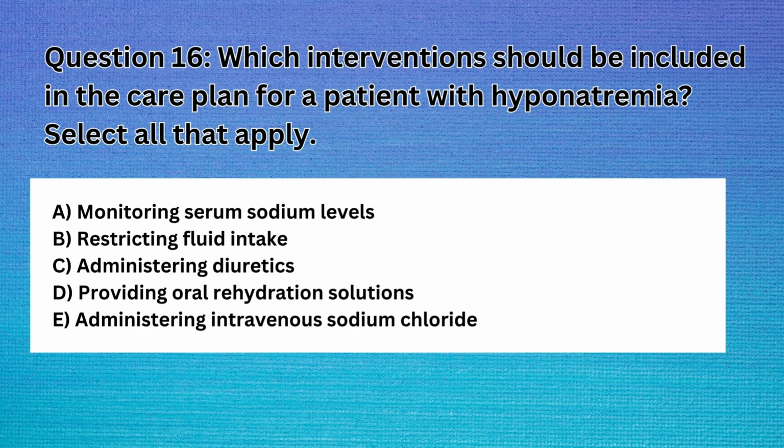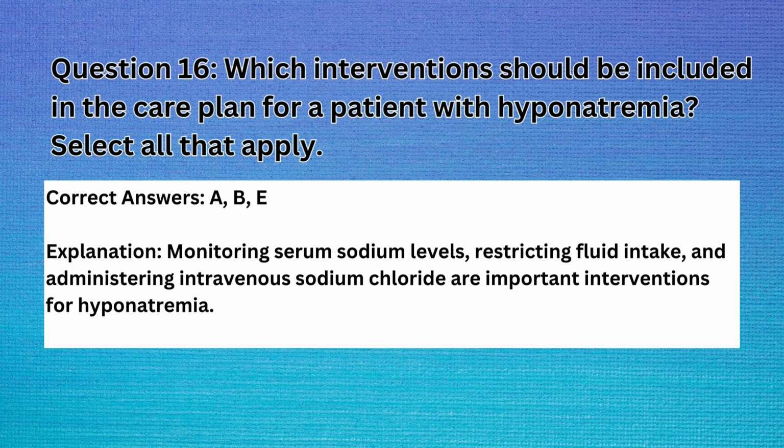Question 16. Which interventions should be included in the care plan for a patient with hyponatremia? Select all that apply. A. Monitoring serum sodium levels. B. Restricting fluid intake. C. Administering diuretics. D. Providing oral rehydration solutions. E. Administering intravenous sodium chloride. Correct answers: A, B, E. Explanation: monitoring serum sodium levels, restricting fluid intake, and administering intravenous sodium chloride are important interventions for hyponatremia.